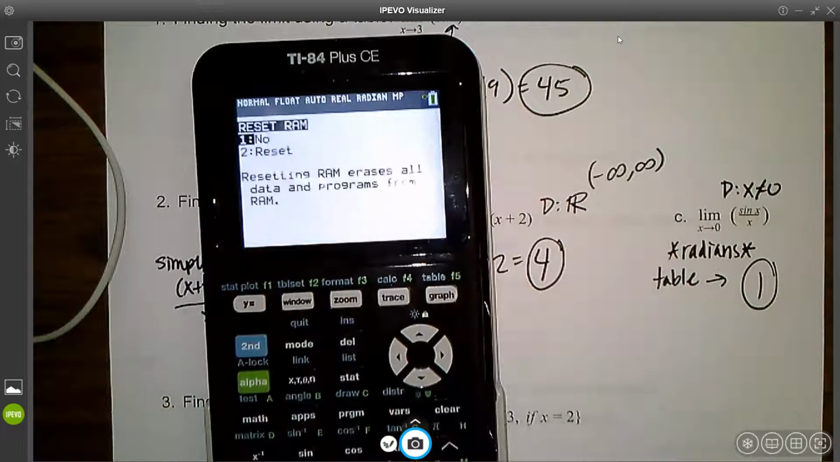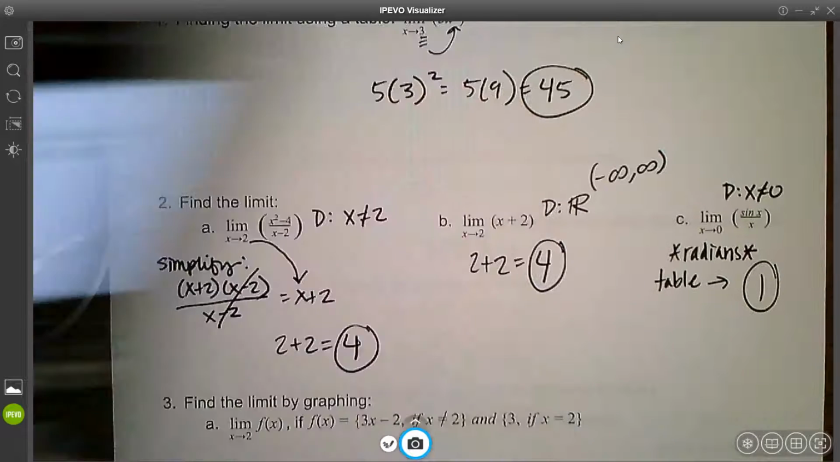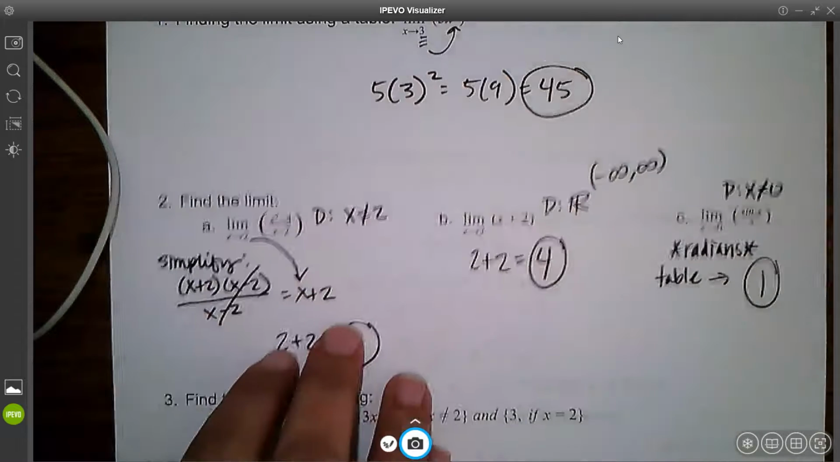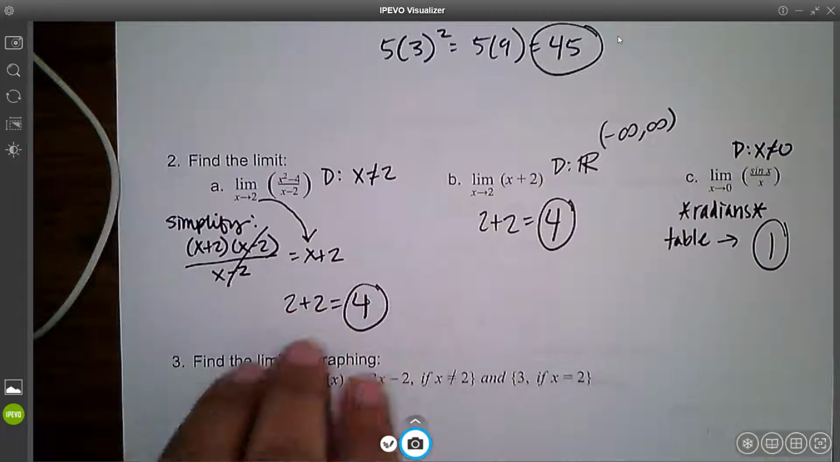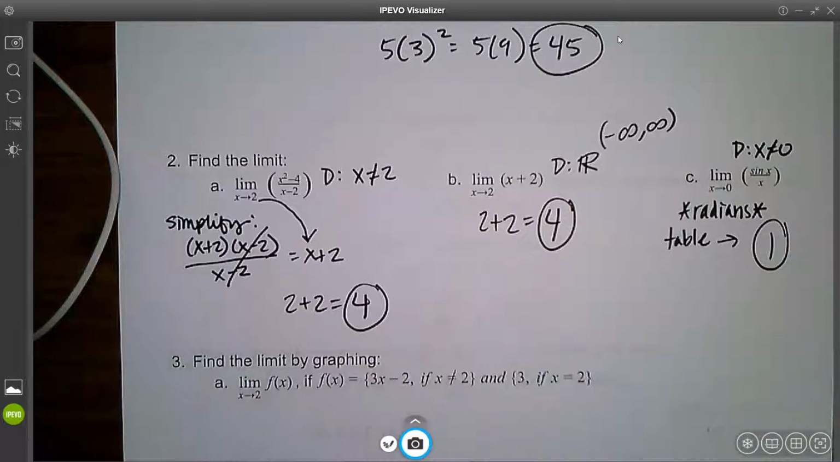I'm gonna reset my calculator so my table is back to normal. Questions on using the table? How do you reset again? Second, second plus 7, 1, 2. All right. And when we do that, what would we use the second class? What other thing do you use that?